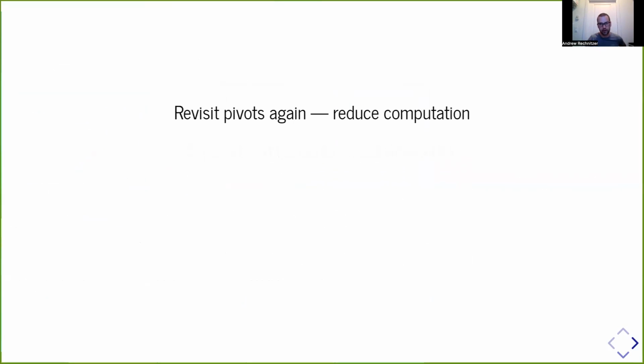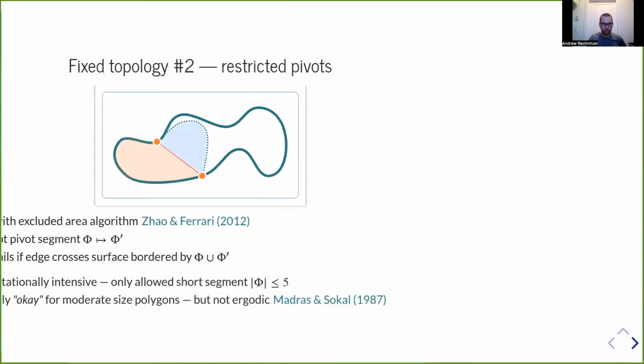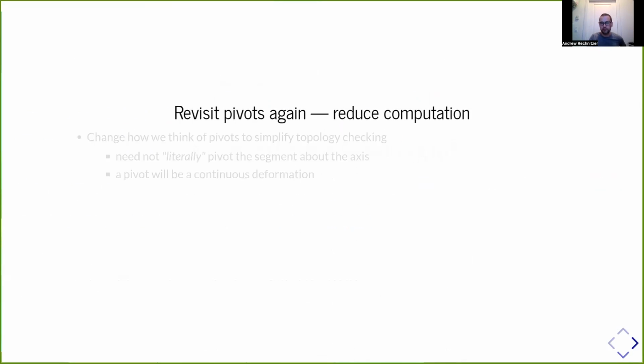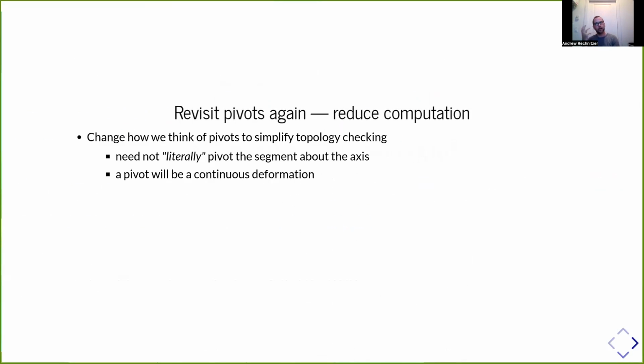work of Zhao and Ferrari. Okay, so we revisit pivots again. And one of the things that helps in this is to not think of the pivot algorithm as literally taking a chunk of your polygon and pivoting it, but just to think of a pivot as being any continuous deformation of your polygon from its initial configuration to its final configuration.